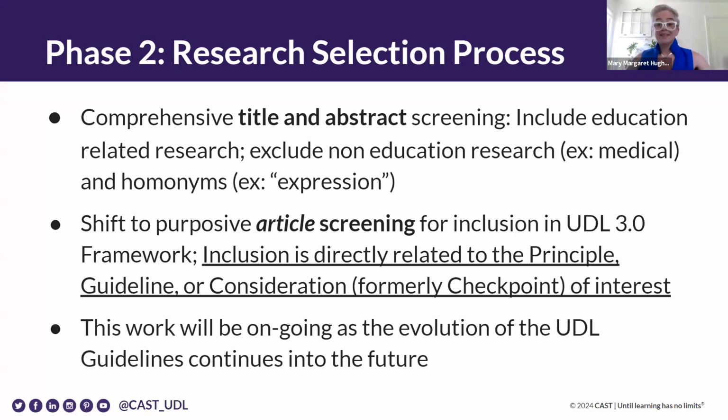So once I had this comprehensive list of articles that made it past article and abstract screening, the selection process shifted to a highly purposive article screening based on these Guidelines 3.0 and the graphic organizer, right? So we went from this very comprehensive search to now being very, very purposive in what we're looking for to go into the 3.0 research. So this phase for 3.0 has wrapped up, but the work continues, right?